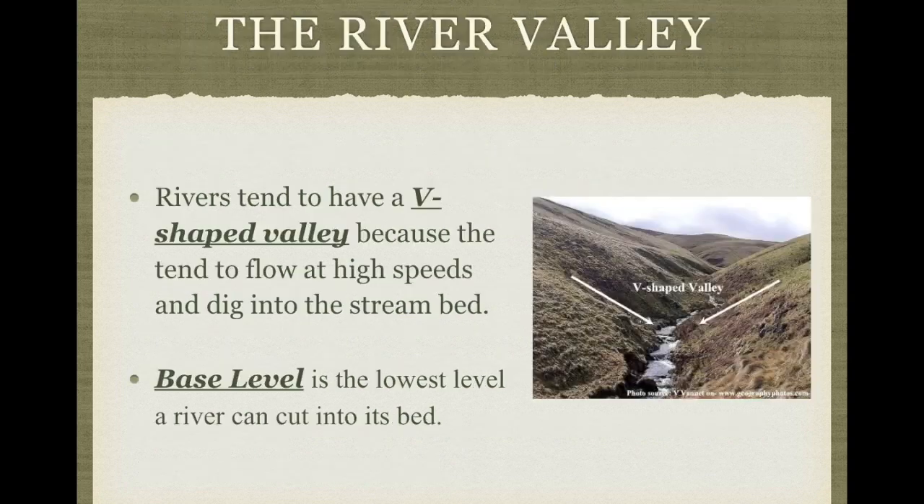Now rivers tend to create different valleys, and one type is called a V-shaped valley, basically kind of cutting through the mountain here, and the lowest level of the river that it can cut into its bed is called the base level. So base meaning bottom, so base level is the lowest. So you can see here's the V-shaped valley.